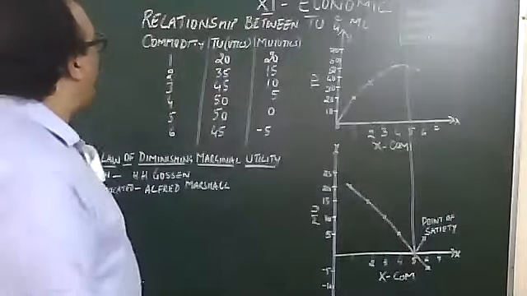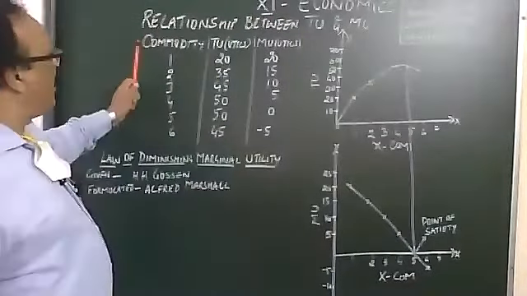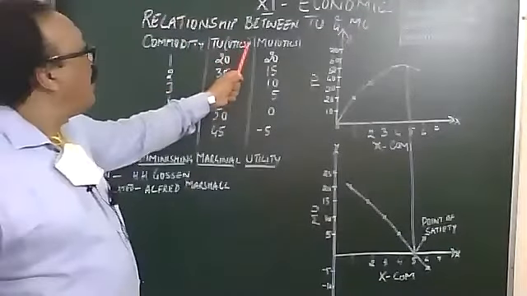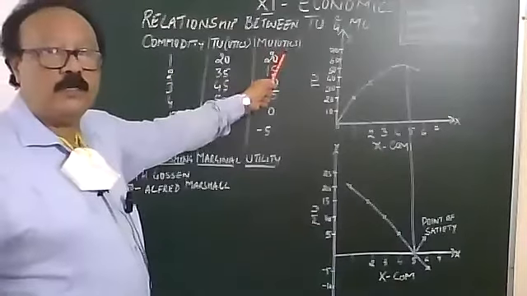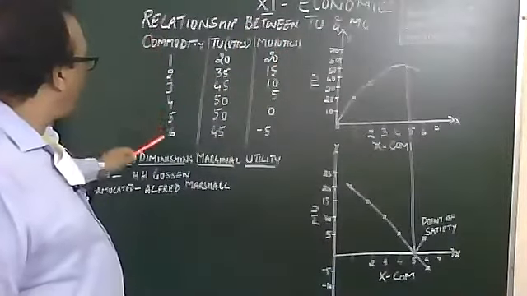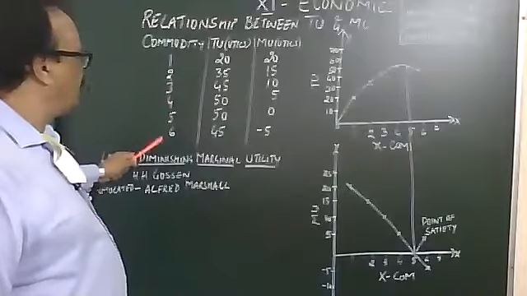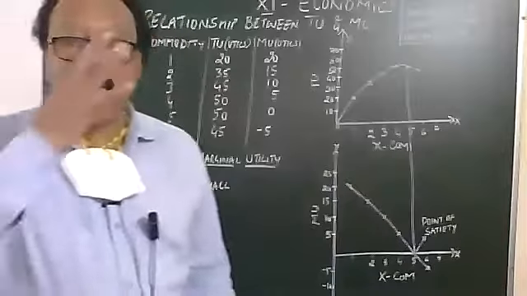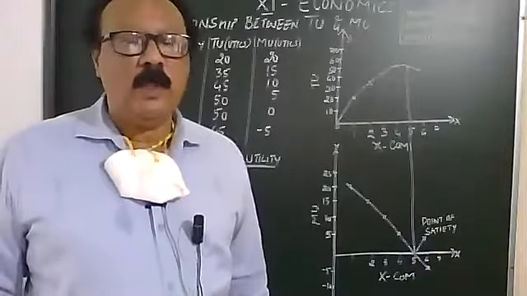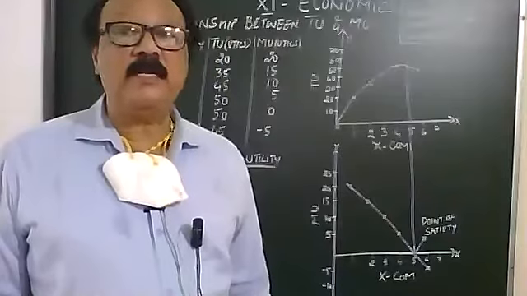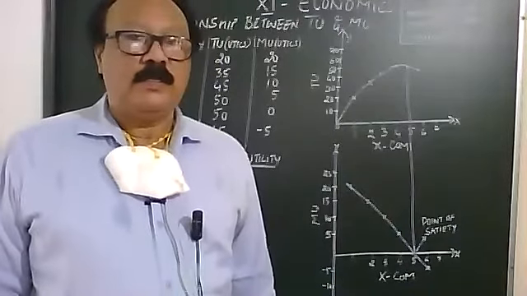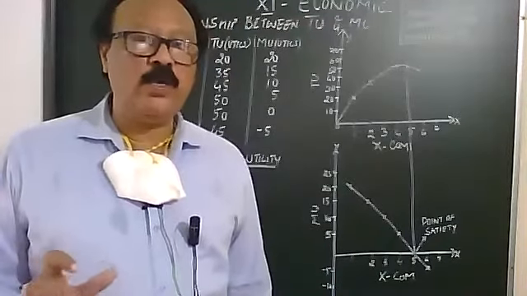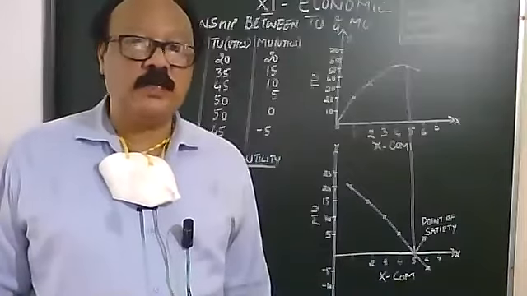Okay, now we have in a schedule commodity PU, which is given in utils, and MU also, which is given in utils. There are 6 commodities: 1, 2, 3, 4, 5, 6. The total utility, now what is utils? I am revising again for those of you who forgot. Utils simply means satisfaction. Satisfaction, that is the utility, and utility is measured with a unit. That unit is called utils.